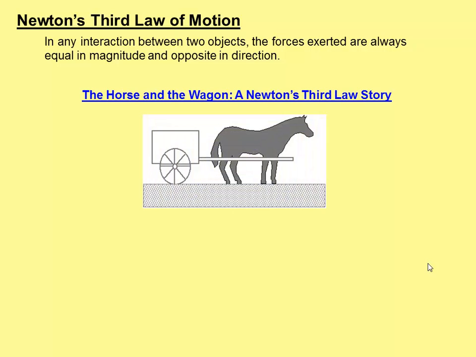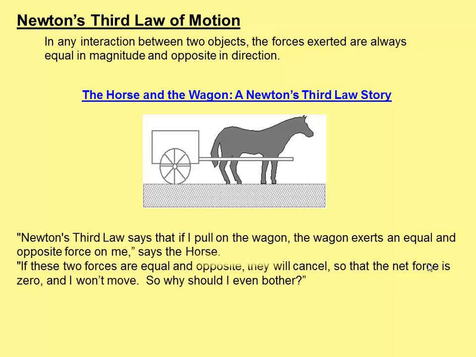So, the farmer comes out in the morning, wants to go to market, hooks his horse up to a wagon, hops on and says, "All right, giddy up, horse. Let's go to market." But this isn't a dumb horse. This is a smart horse. This horse can talk. So the horse turns around to the farmer and says, "Hey, look, I know by Newton's third law that if I pull on the wagon, it will pull on me, and it will exert an equal and opposite force."